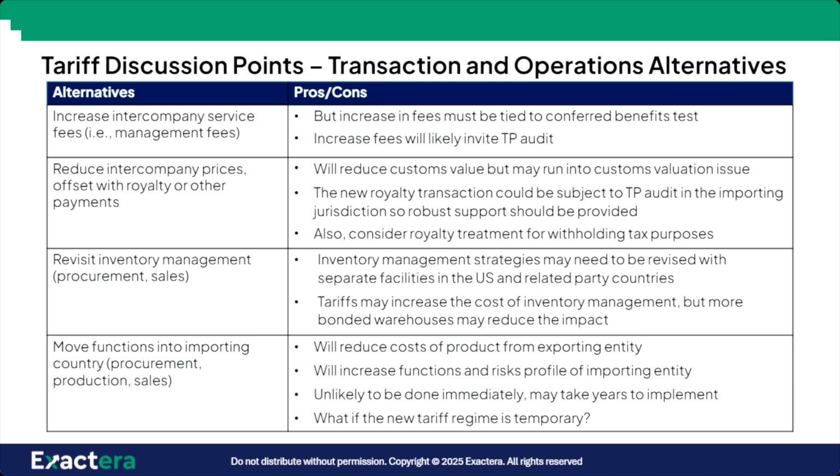You reduce the product price there, but then you're going to increase the functional profile of the importing entity. The LRD ceases to exist as an LRD, and becomes probably an LRD with distribution functions. So now you have to think about what the compensation is for that. An LRD with assembly functions. Now you have to consider what kind of compensation you have for that additional function. Again, the other thing we're discussing is, if you do that, what if all of a sudden the tariff regime is just temporary? We don't know, of course, but what if it proves to be temporary?